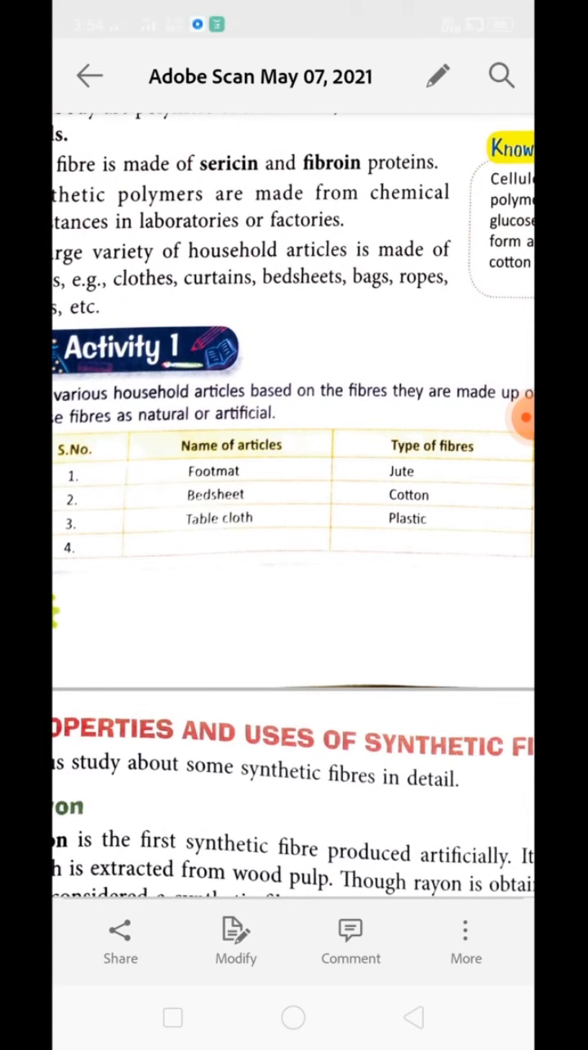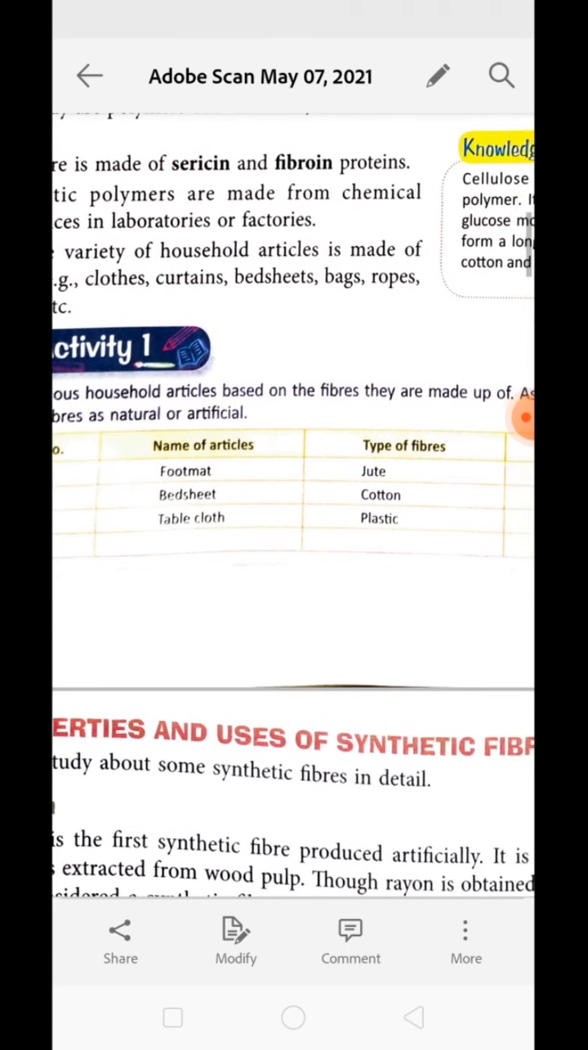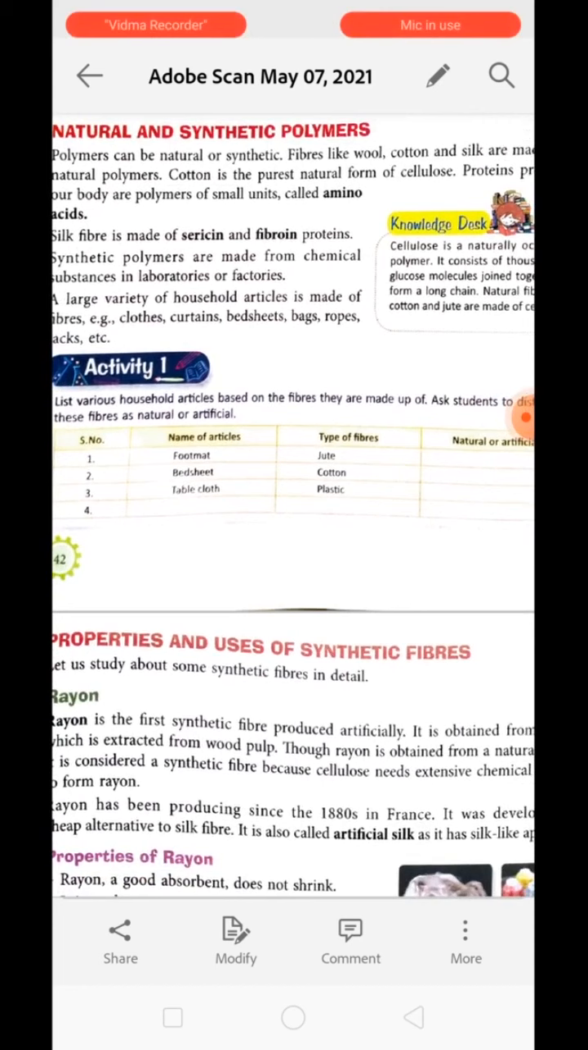The foot mat is made up of jute. If it is made up of jute, what kind of fiber has been used? Jute is collected from a plant source, so it is a natural fiber. The bed sheet is made up of cotton. Cotton is again collected from a plant source, so it is a natural polymer. Whereas the tablecloth is made up of plastic. Plastic cannot be obtained from any natural source, but it can be synthesized in factories, so it is an artificial polymer.